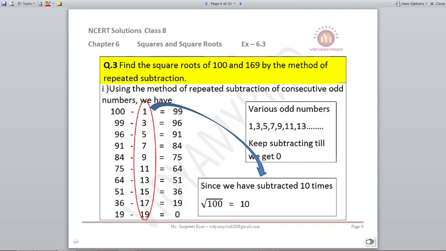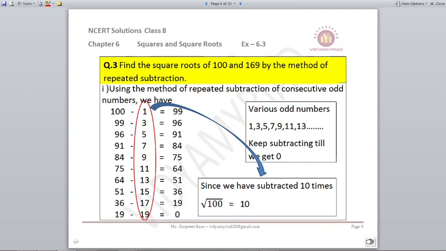So let us start with 100. So 100 minus 1. The first odd number is 1. So we subtract 1, we get 99. Now from 99, we will subtract 3. So after 1, 3 will come. That gives 96. So 96 minus 5. After 3, the next odd number is 5. Like this and so forth, we will get 0 at the end.